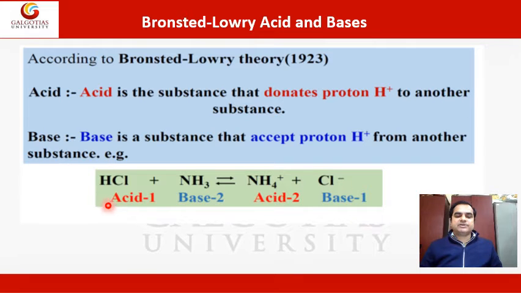In this case, HCl is the acid, and when it donates the proton, it forms the base, and the ammonia accepts the proton. So the reaction is reversible. If we take the reverse side, the ammonium ion can donate the proton and form the NH3 base molecule, while Cl- can accept the proton and form HCl. So in the reverse direction, this is the acid, and this is the base.